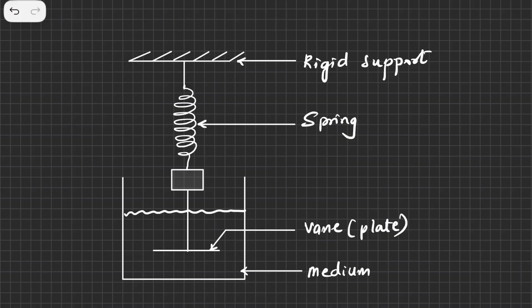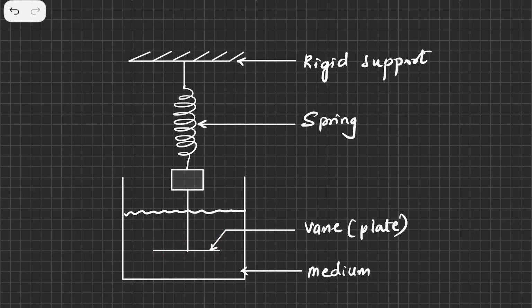So just keep on watching where my pointer works. This is the rigid support. We have fixed a spring with a rigid support, and there is this mass M attached to the spring on the other side, and there is this one rod which is connected to a vane. Vane is basically a kind of plate, and we have this container in which this plate has been kept, and we have some medium. So initially we can assume that the medium is air.